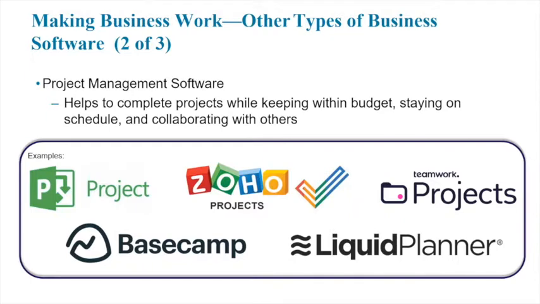Project management software such as Microsoft Project, Zoho Projects, Teamwork Projects, Basecamp, or Liquid Planner are, again, highly competitive pieces of software used in business contexts. They help keep projects on track and on budget while monitoring expenses and resources. They help project managers essentially do their job.